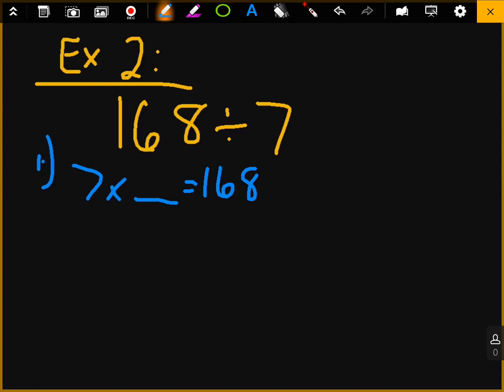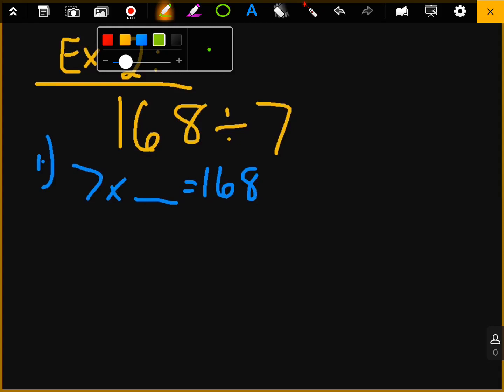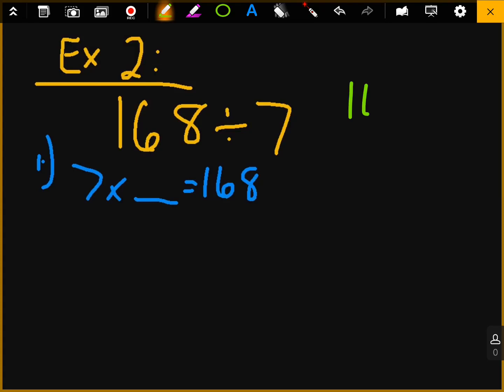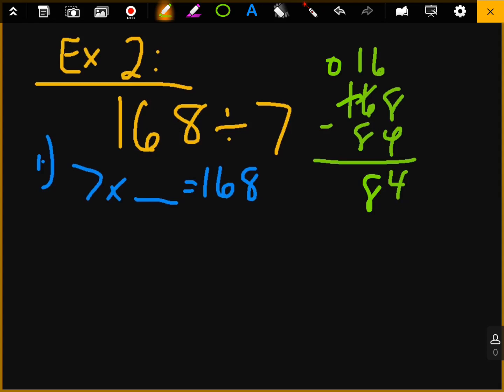Okay? Step 2, break the product into smaller factors. The biggest factor I can think of is 84, which is 7 times 12. Okay? So let me take out 168 minus 84. 8 minus 4 is 4. The 6 turns into 16. 16 minus 8 is 8. That turns into a 0. So we know 168 minus 84 is 84. So that means that 84 goes in here 2 times. Okay? And so that's step 2.